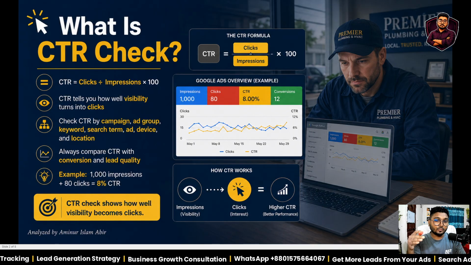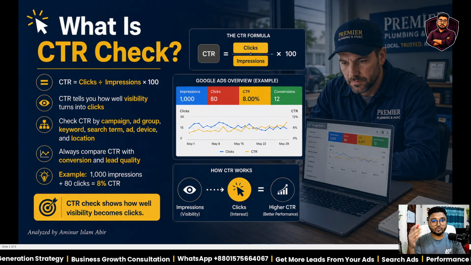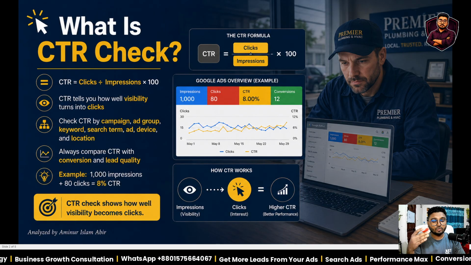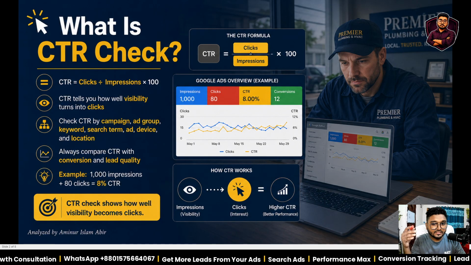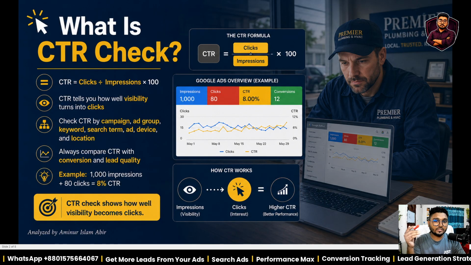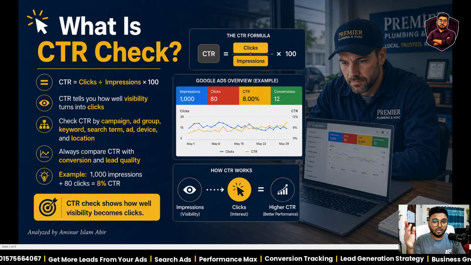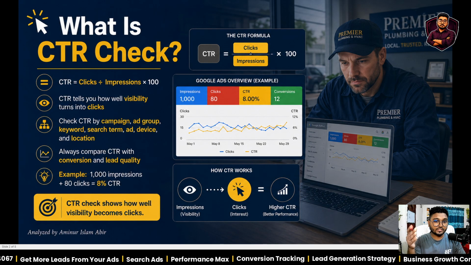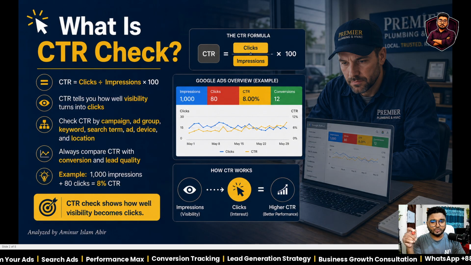CTR check means more than reviewing the one campaign number. CTR should be checked across campaigns, ad groups, keywords, search terms, ads, devices, locations, and time periods. A campaign may have an average CTR of 8%, but inside that campaign, one ad group may have a 12% CTR, while another has only 3%. Mobile may perform differently from desktop. One city may respond well, while another city shows little interest. Search terms can also produce different results.